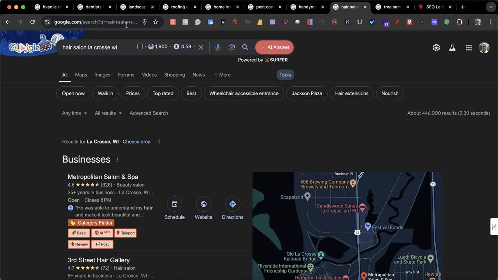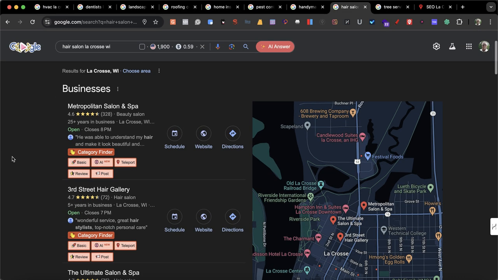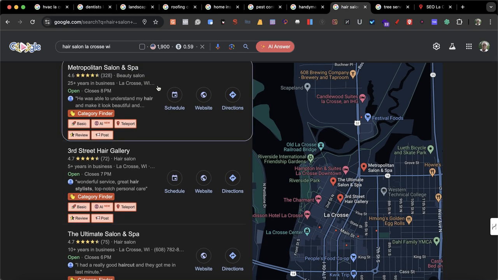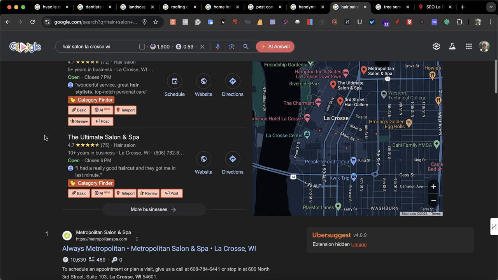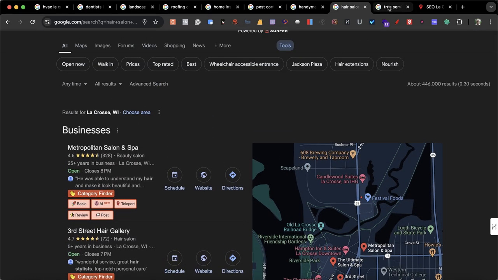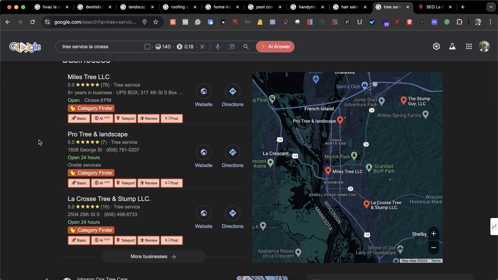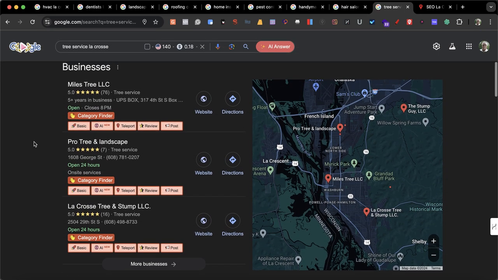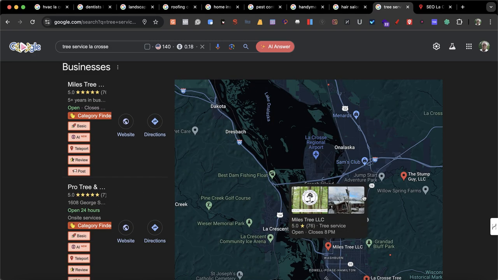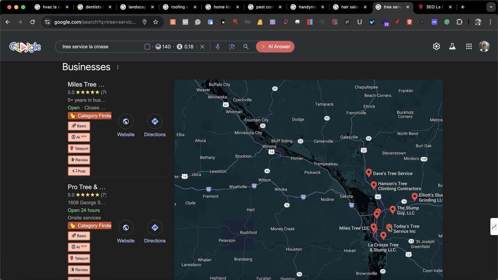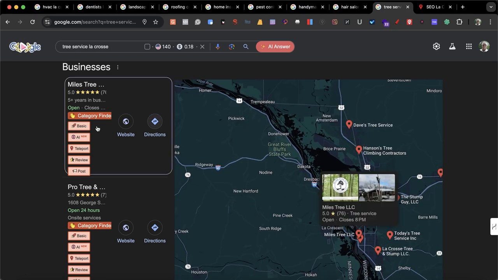And let's take a look at a hair salon here. 1900. A lot of people looking for a hair salon, haircuts, hairdos, whatever. But yeah, if you want to get up in here, you got to start working on your business Google business profile more, and your website. Tree Service La Crosse, 140. A lot of people looking for a Tree Service La Crosse. But remember, there's other cities and towns around the area too. You got Onalaska, French Island, different things around the area there you could target.